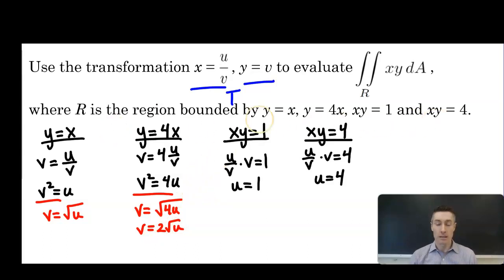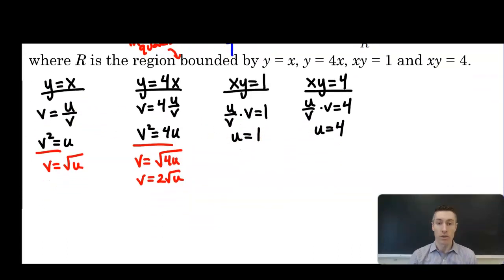And I guess they didn't specify, but we can add here R is the region, we could say, in the first quadrant. Right, just to be more specific, that piece of information would probably be added in. So we're in the first quadrant, so that's how we know that we want the positive square roots there. U equals 1, u equals 4. So now we have our curves on the UV plane.